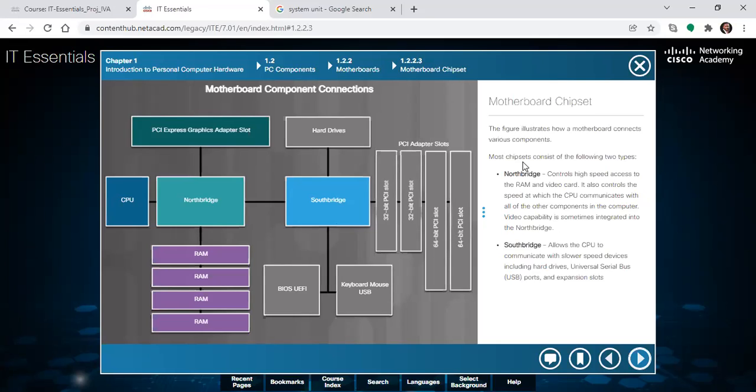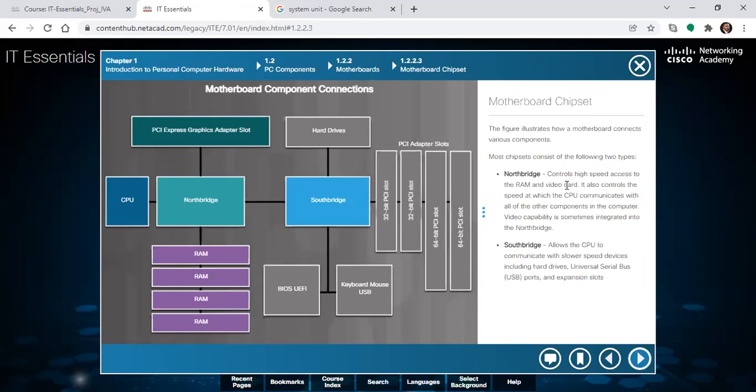Now let's look at what this means. The figure illustrates how a motherboard connects various components. Most chipsets consist of the following two types. They have the north bridge and the south bridge. Those are the two key parts of a motherboard. So what does that mean? It means a motherboard has two parts. As a motherboard, it has the north bridge and it has the south bridge.